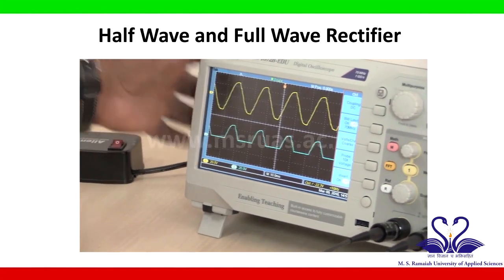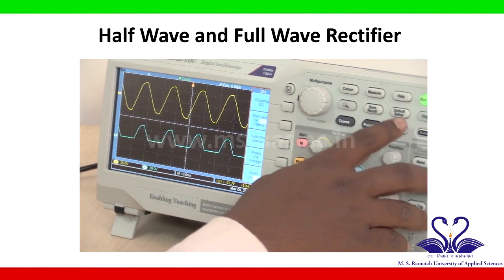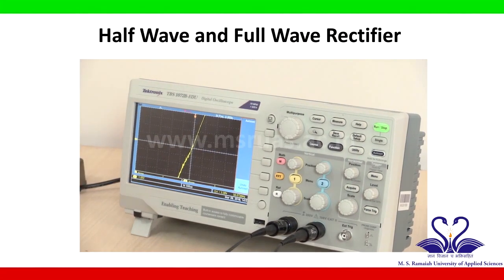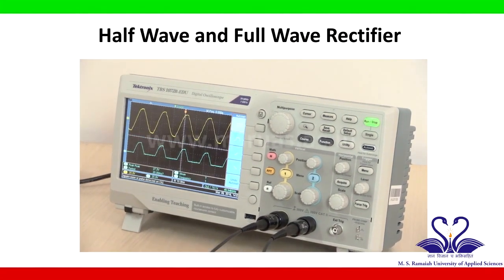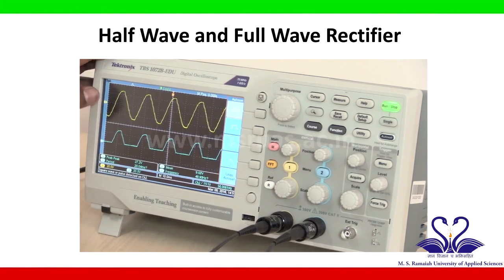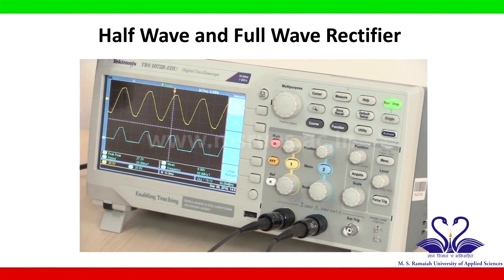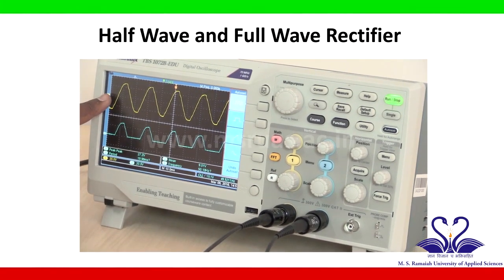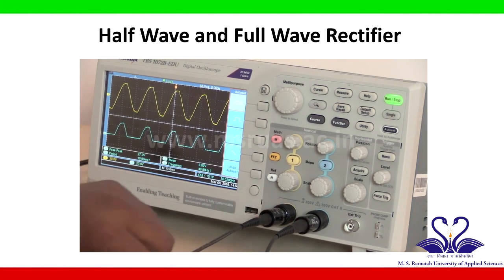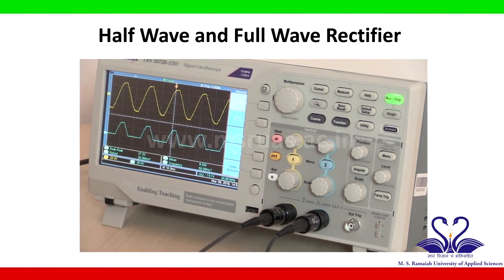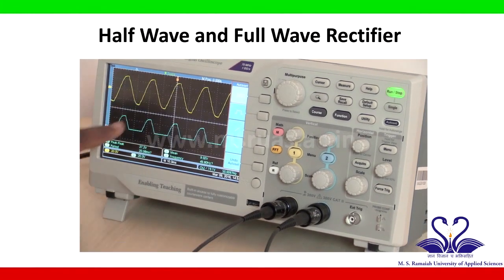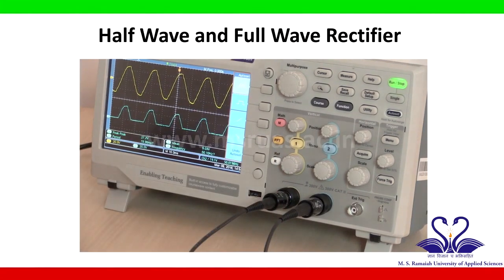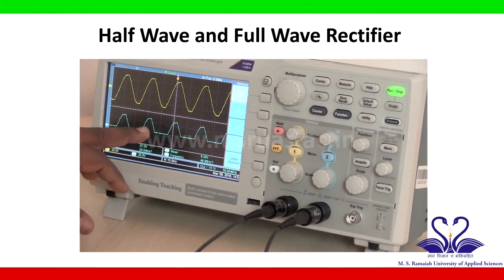Come to the digital oscilloscope. Again we will go here for a default setup, then auto set. Now we can see two signals in the digital oscilloscope display. One is yellow in color, one more is light blue in color. Yellow color is the signal from channel 1 which is connected to the input. So the yellow signal is the input signal and the light blue signal is the channel 2 signal. Since we have connected channel 2 to the output, this light blue signal is the output.